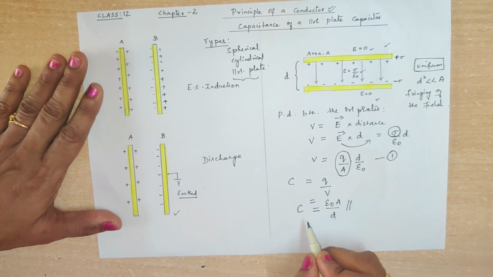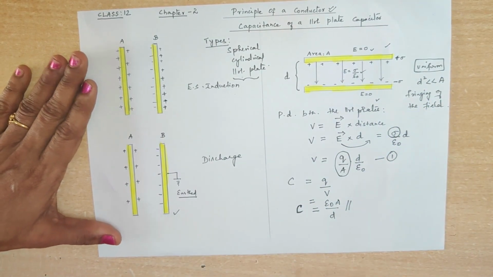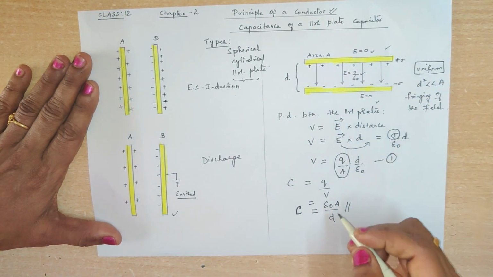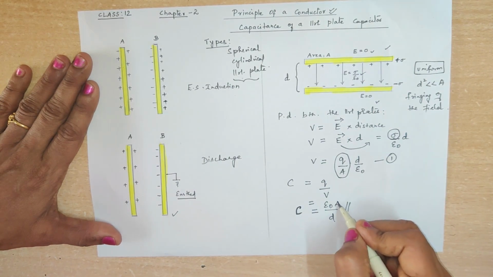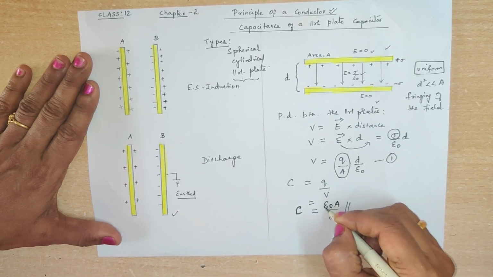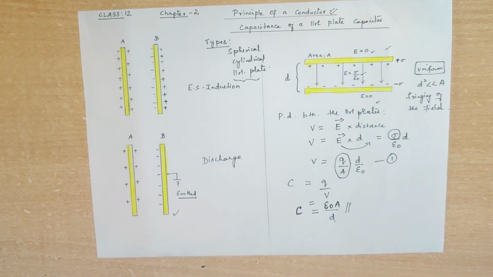It shows that the capacitance of a parallel plate capacitor is inversely proportional to the distance between the two plates. If the distance increases, the capacitance would go down. It also depends upon the area of cross section of the plates, and as I said, it depends upon the material medium around the plates. So this is the introduction to capacitance of a parallel plate capacitor. We have discussed the principle of a capacitor, and also learnt the introduction of capacitance. Hope you all understood. Thank you for watching.